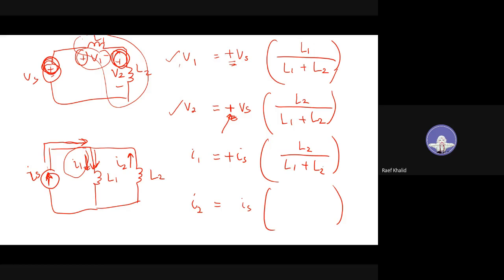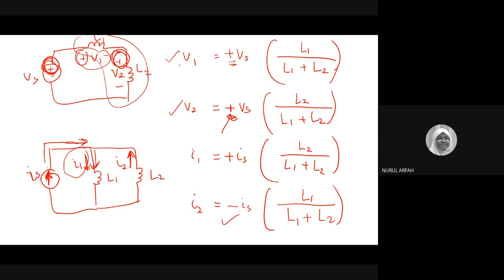L2. L1. L1. L1 plus L2. L1 plus L2. What about the sign? Negative. Because this is going up and this is going up, then you should have a negative sign there. Okay. All right. I think all of you do understand this.